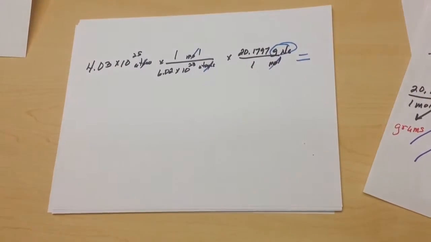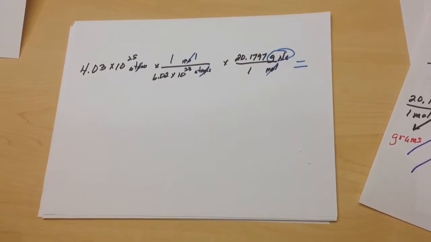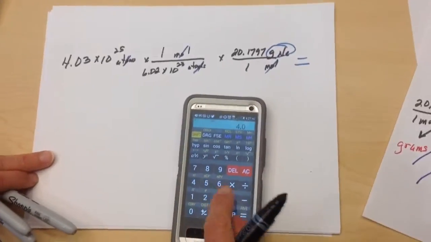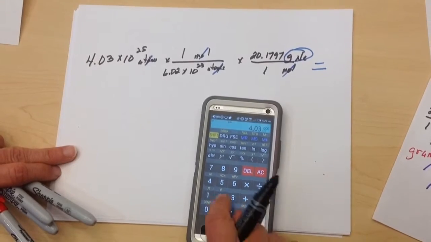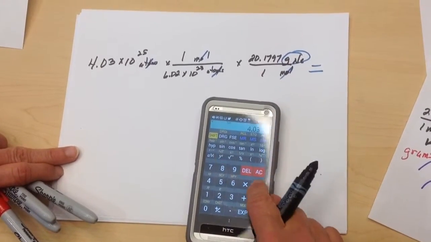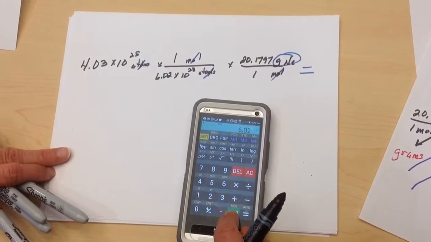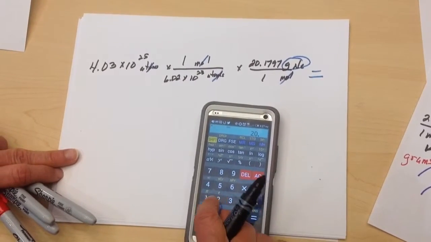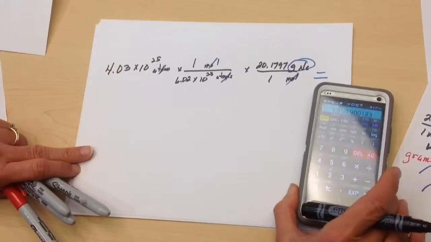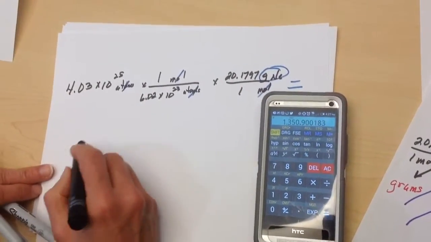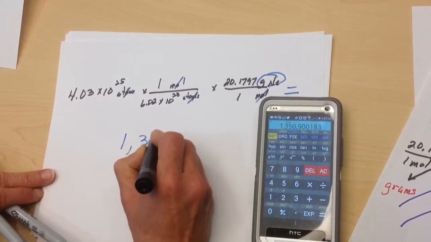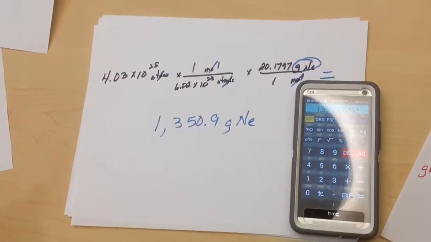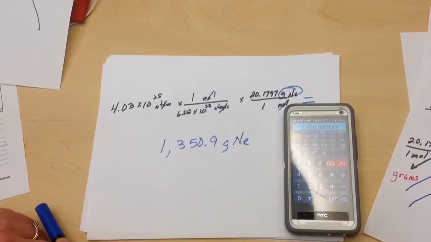Now I just take out my calculator, and I'm going to do the simple conversion factors. So remember that you just use your calculator. I'm going to take 4.03 times 10 raised to the 25th, divide that by 6.02 times 10 to the 23rd, and multiply that by 20.1797. Remember, we're not worried about our significant figures at this time. So I get 1,350.9 grams of neon in that volume of gas. So remember, follow Mole City and the mystery of the mole will be solved.